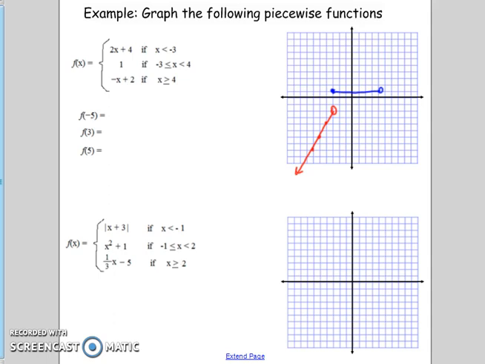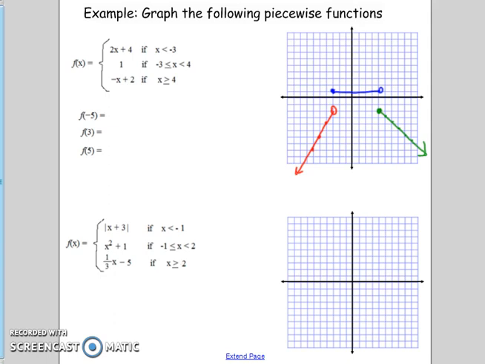Now in the last one, -x plus 2, again, you could graph this as a full line and then erase, but let's just plug in what we need. So we need x to be greater than or equal to 4. So if we plug 4 in, we get -4 plus 2, which is -2. So at 4, -2, I have a closed circle. And then I have a slope of -1, so I'm going to count that slope down and then draw my line. Okay, so now I have my graph.